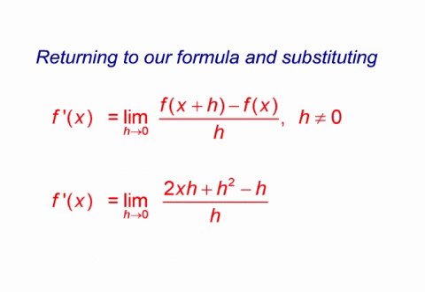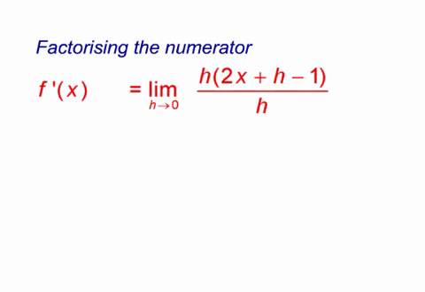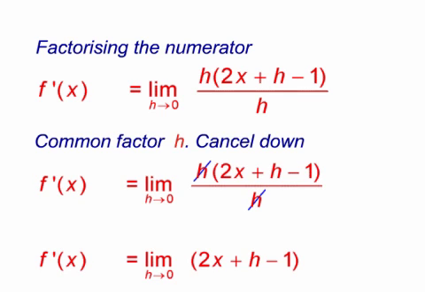So let's now return to the formula and substitute. We have in our numerator 2xh plus h squared minus h. Notice also that the numerator factorizes, so we can take h out, giving us h(2x + h - 1). Notice also that there's an h on the bottom of this fraction, so the h's cancel, leaving us the bottom line: f'(x) is equal to the limit as h approaches 0 of 2x plus h minus 1.